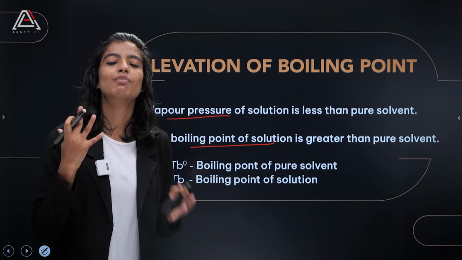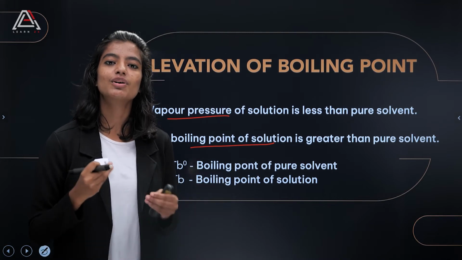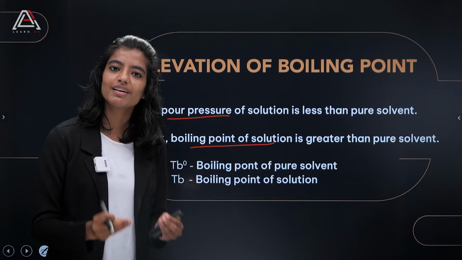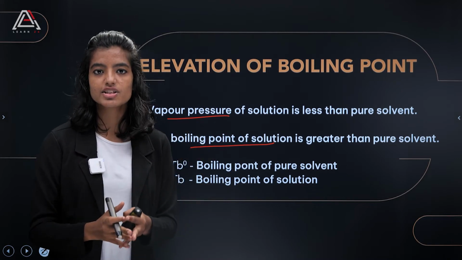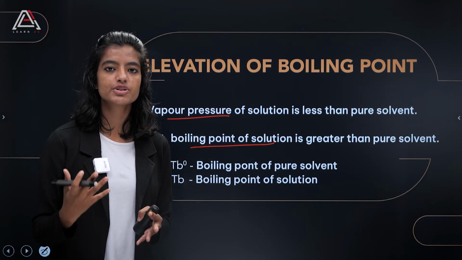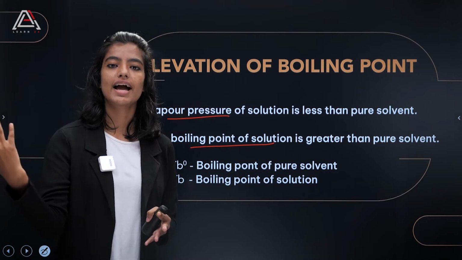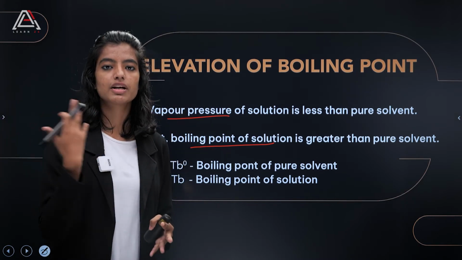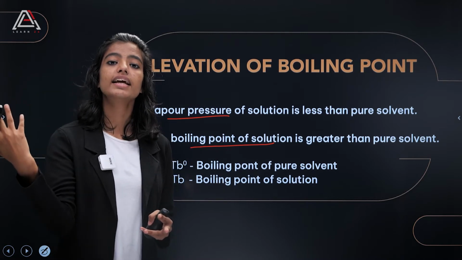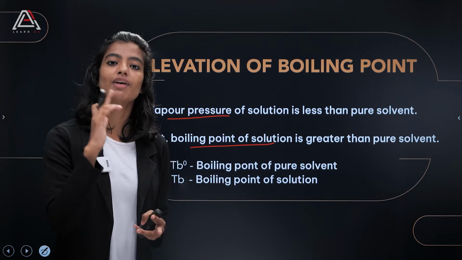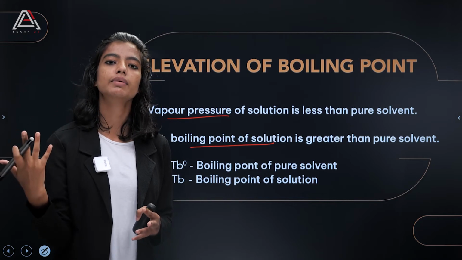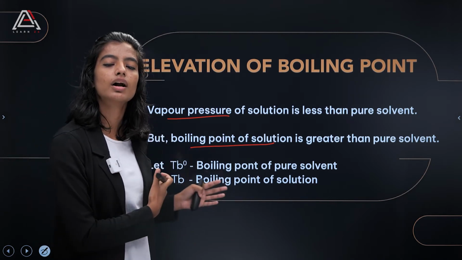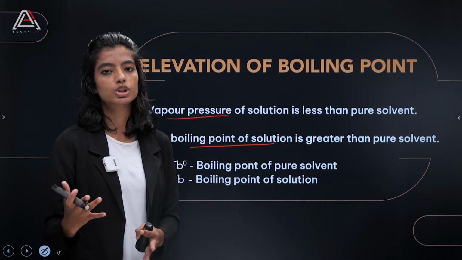Now, what is the boiling point? Can you tell me what is the boiling point? Definitely yes. Boiling point is the temperature at which the vapor pressure of solution becomes equal to the atmospheric pressure. That is called the boiling point. When the vapor pressure of solution equals the atmospheric pressure, that is 1 atm, that temperature is called the boiling point of that solution.